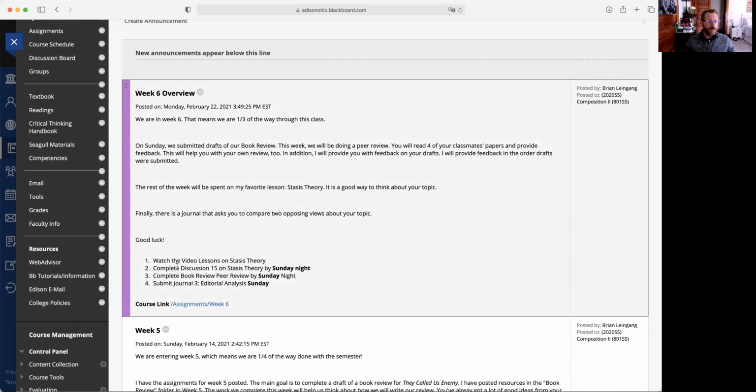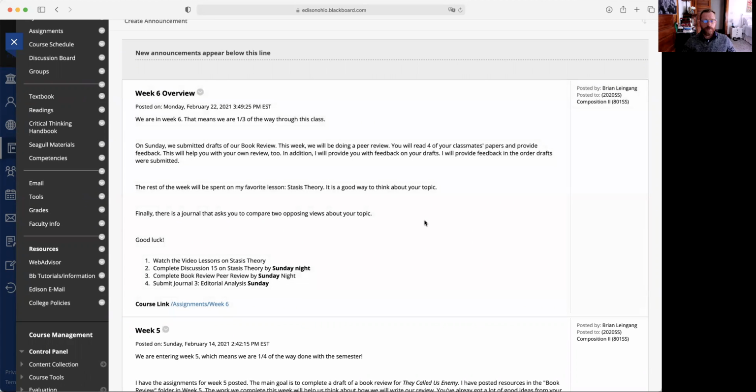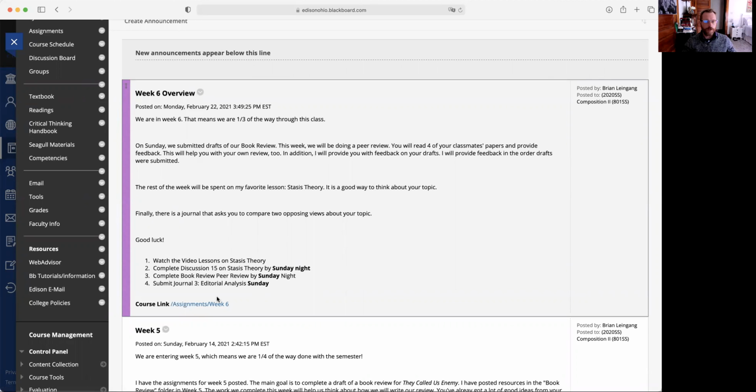There's discussion 15, which helps us think about our topics a little bit. We have an analysis of two opposing viewpoints. I call it an editorial analysis, but it's really a compare and contrast of two opposing viewpoints. And then we are doing a peer review of our paper this week.